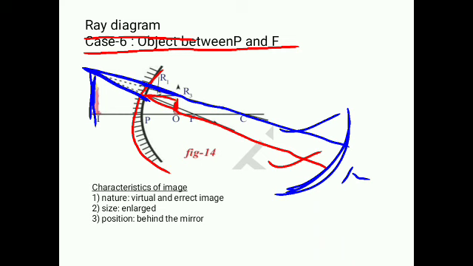And this image is a virtual image. Virtual image means the image which cannot be captured on the screen. It is an erect image, straight image. It is an enlarged image, and the image is found behind the mirror.